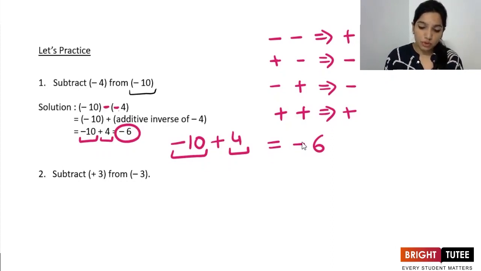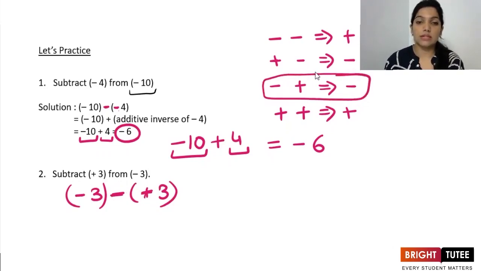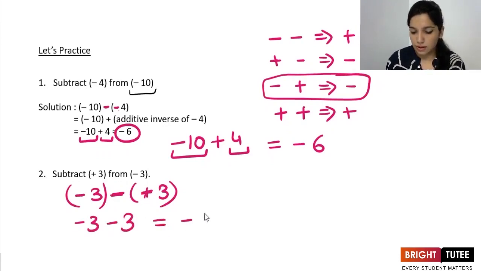Now it says subtract plus 3 from minus 3. First of all, remember how we were supposed to write. It is minus 3 from, because it was from minus 3, so minus 3 comes at first. Then we need to subtract, comes a negative sign, and we need to subtract plus 3. Okay, what two signs do you see here? It's a minus and a plus sign, right? So minus and plus, it will turn into a negative sign. So minus 3, minus 3. The answer is minus 6. I hope this is clear.